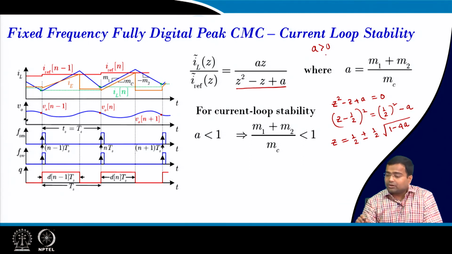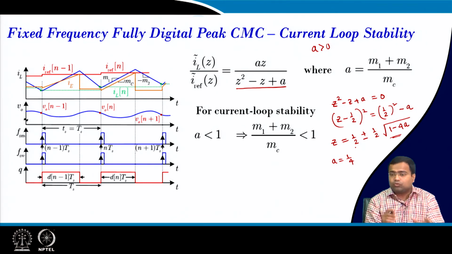Now if A equal to 0, then Z will have two values, one will be 0, another will be 1. So that means one will be on the unit circle, another will be at the origin. But since A is greater than 0, if you keep on increasing A, and when A becomes 1/4, then this term will be 0, so it will be half.